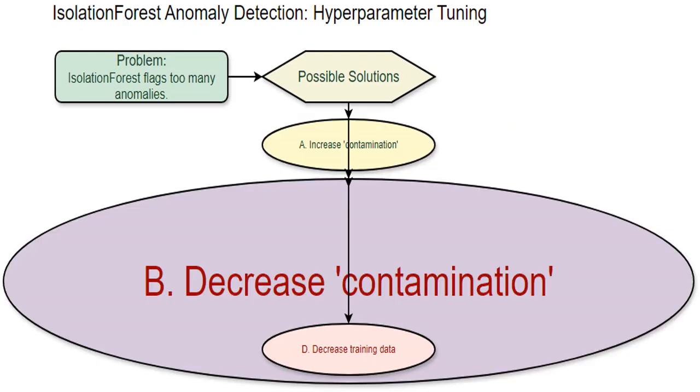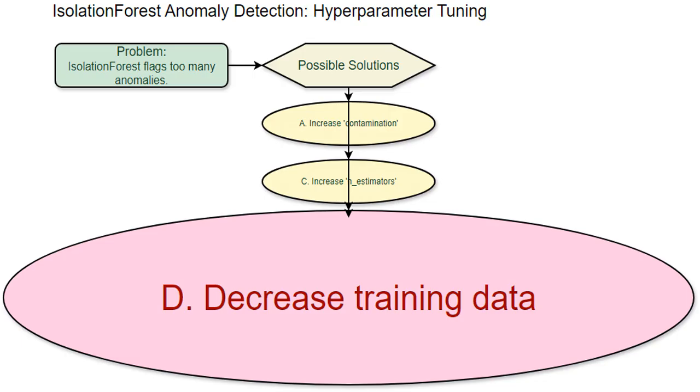Decreasing the contamination parameter would worsen the problem because it will tell the model to expect fewer anomalies, making it even more likely to flag normal data points as outliers. Reducing the training data would likely reduce the model's ability to accurately learn the underlying data distribution and may lead to more false positives. It's not a good way to fix this specific problem.